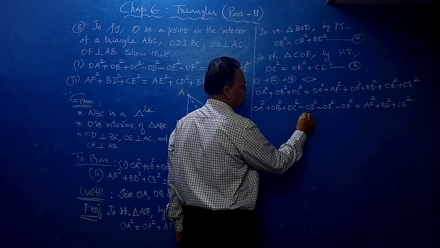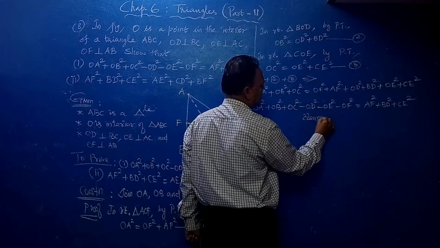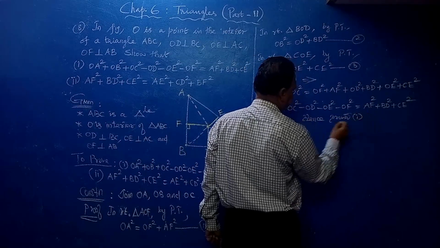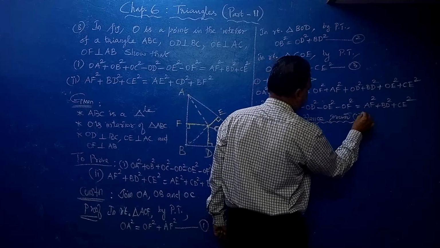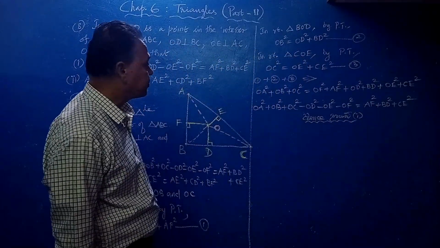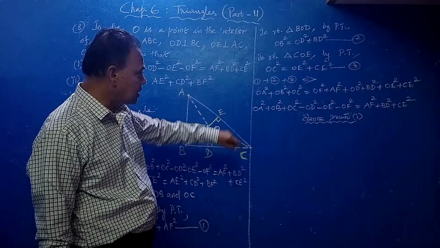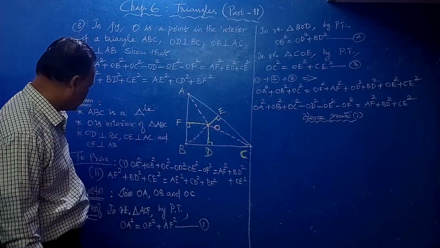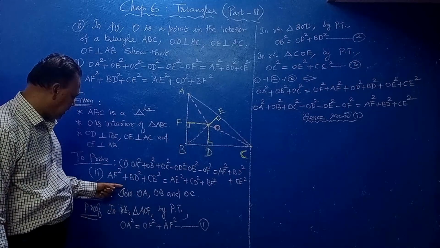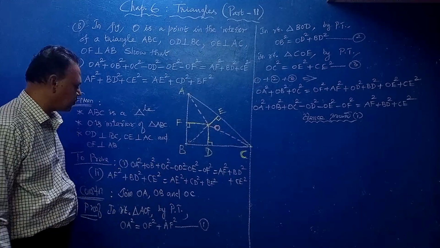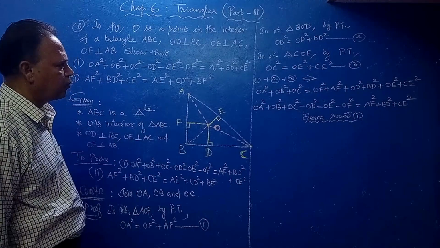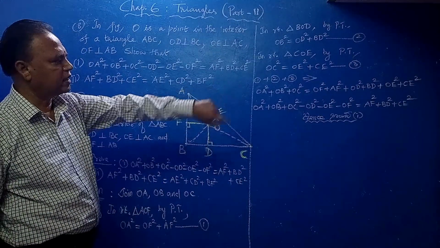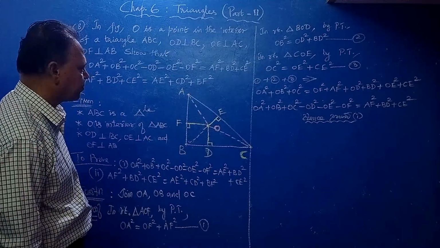Hence proved one. So from this proof, you can easily prove this second proof. How will you prove that? Already you have the left hand side. You have that. Right hand side.